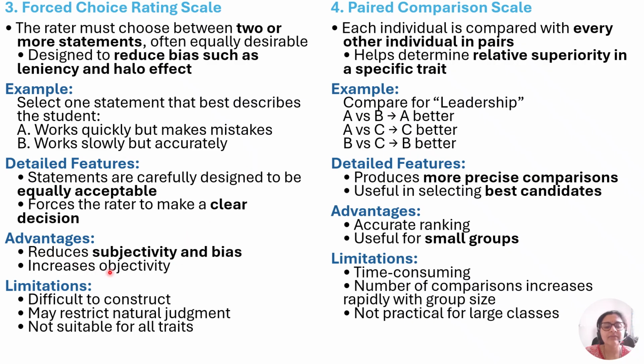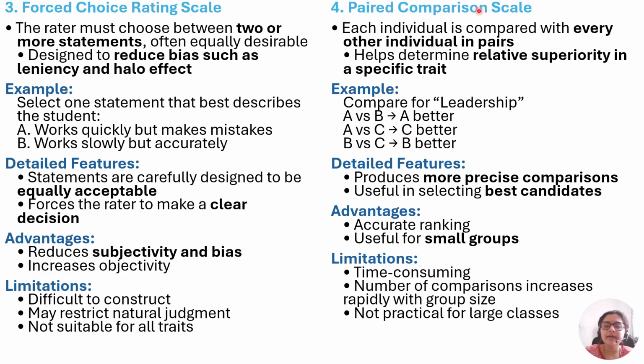So, what are its advantages? It reduces bias. It increases objectivity. What are its limitations? It is difficult to construct. True, now when you are asked to make both the choices in the same way, it is very difficult to frame it. It may restrict natural judgment, and it is not suitable for all traits.